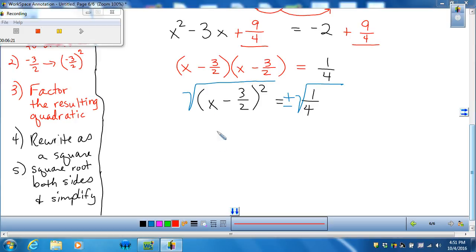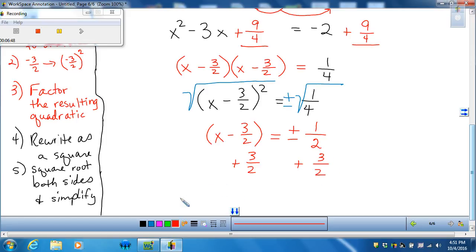So on this side, I've got x take away 3 halves. When you square root a square, they just cancel each other out. On the other side, I've got plus or minus the square root of 1/4. Well, square root of 1 is 1. Square root of 4 is 2. So square root of 1/4 is 1/2. Last step, I'm now going to add 3 halves to both sides.